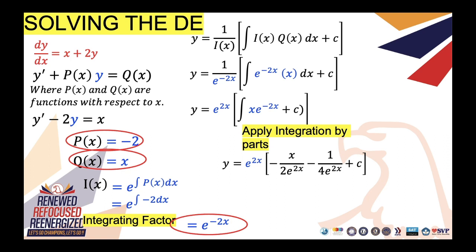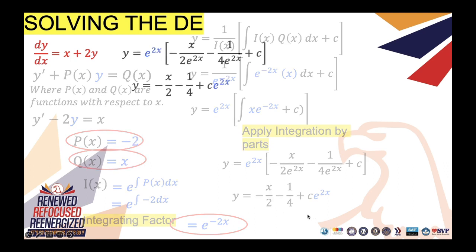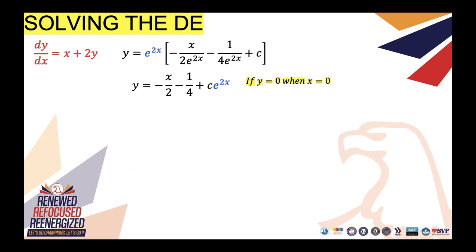Okay? Simplifying it results to this. Now, since we know from the problem that y is 0 when x is 0, we can plug in those values in order to find and solve for the c, because what we have right now is simply a general solution. So we need a particular solution wherein we have a value of the c. Putting in the 0 will lead us to get a c equal to 1/4. And putting in 1/4 here, we get this one.